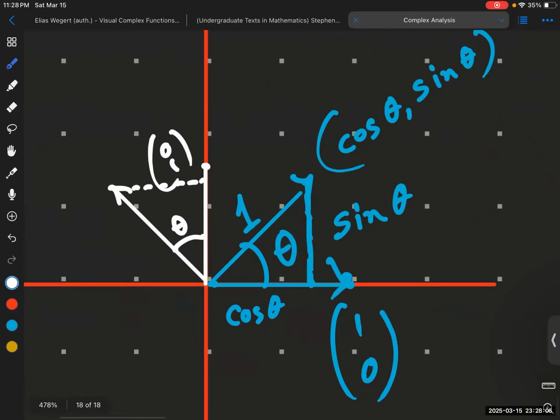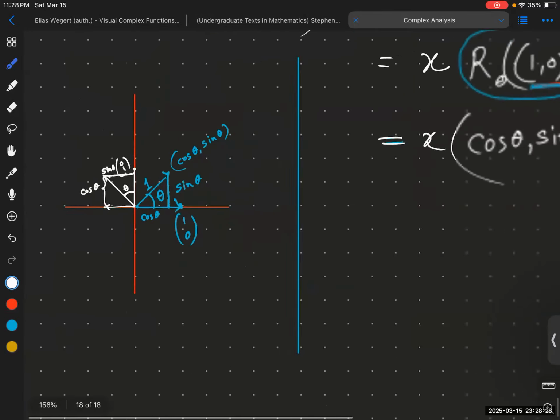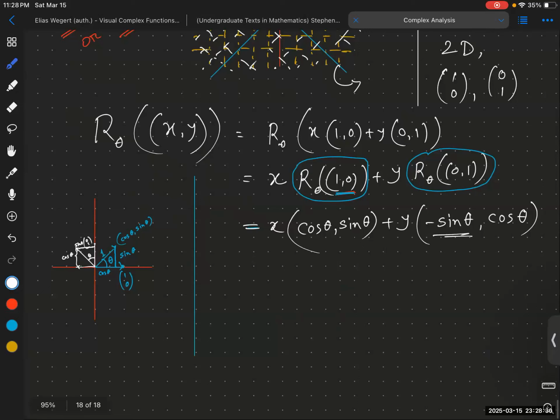It's simple geometry here. If we are just considering this axis theta, this should be sine theta, and this height will be cos theta. As we are considering sine theta in the negative axis, that's why this is going to be minus sine theta, and for the positive axis, this will be cos theta. So our image of the vector xy is going to be this.